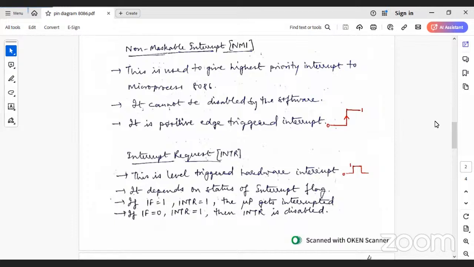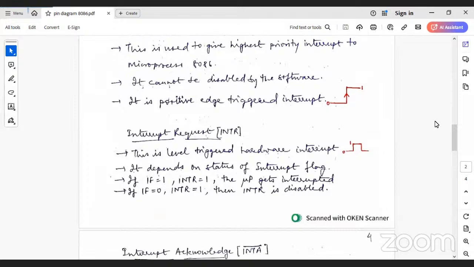Now, if the interrupt flag is 1 and INTR is also active, so it is 1, the microprocessor gets interrupted. So non-maskable interrupt doesn't need any condition to get executed, but INTR interrupt has a condition. That condition is the interrupt flag should be equal to 1. But if the interrupt flag is 0, then the INTR interrupt will not be executed. So then INTR is disabled. This is what it means. So this is about your interrupt request.